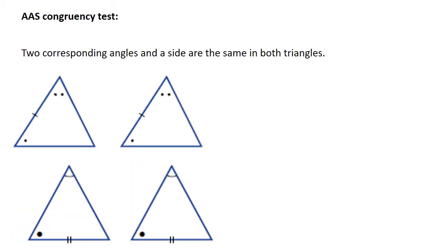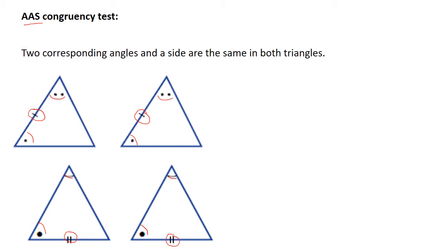Our AAS congruency test. Let me just get my pen. Okay, AAS meaning two angles and a side are the same. All right, so this triangle here, we've got this angle is the same as this angle. This angle is the same as this angle, and this side, which is in the middle of both angles, is the same. All right, in this triangle, this angle is the same as this angle. This angle is the same as this angle, and the corresponding side, so this side which is opposite to the angle, is the same as this side which is opposite to the angle.